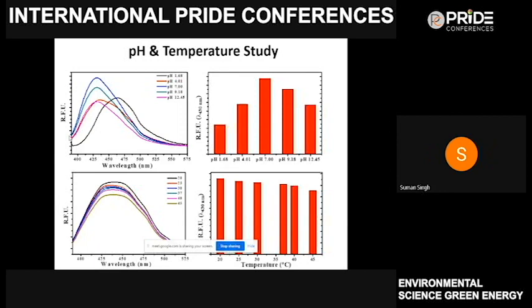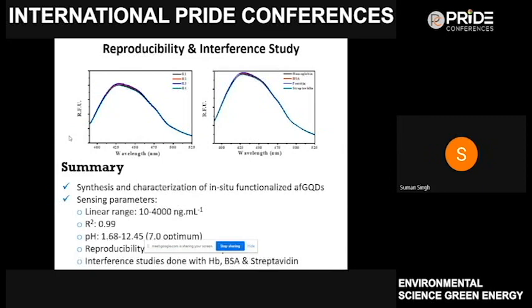Temperature affected the response because these biomolecules are very prone to temperature fluctuation. So we studied the temperature from 20 to 45. From 20 to 30, this material is stable because antibodies or other bioreceptors could resist only this much change. So whenever we are not using these electrodes, we need to store them in refrigerated conditions. Again, we did reproducibility and interference studies with hemoglobin, BSA, and streptavidin.